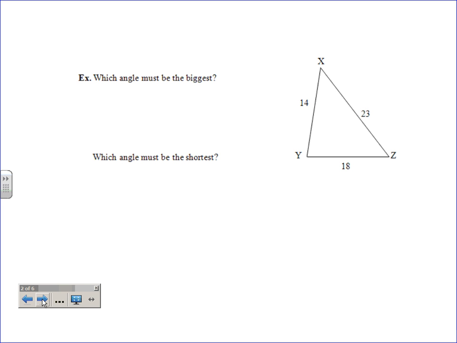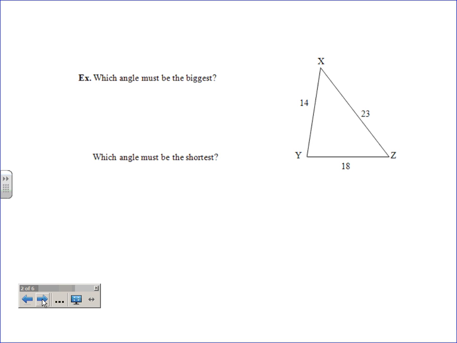Is it okay to just use one letter on these, or do you have to do like Y, X, Z or something like that? Yeah, you can just use one, because there's no confusion, right? If I say angle Z, we should all look at the same thing. If I say Y or X, we should all look at the same one.